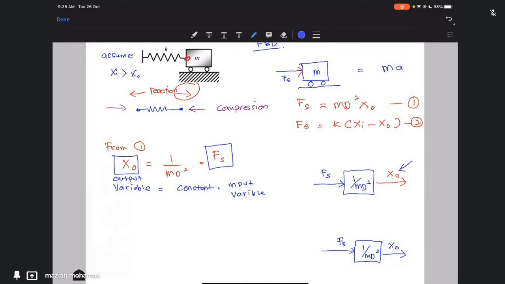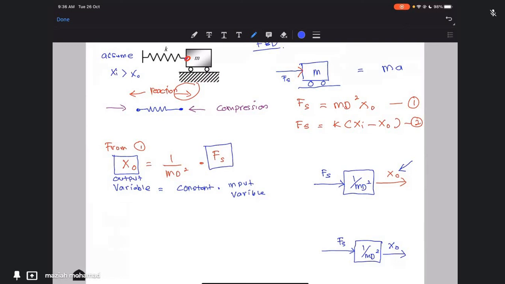Alright, so we need to solve for Fs. In order to solve for Fs, we need to find the equation that contains Fs. Both equations contain Fs, equation 1 and equation 2. But since we already used equation number 1 to solve for x naught, we only have equation number 2 now.